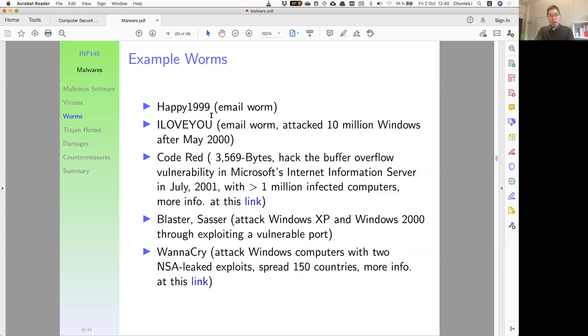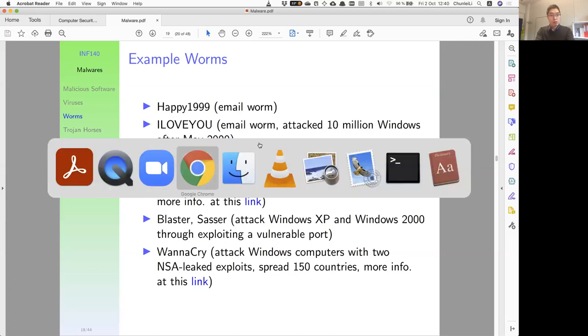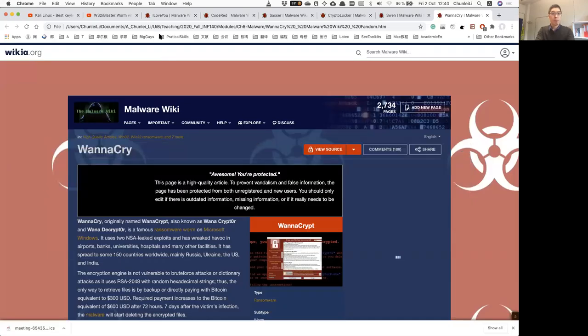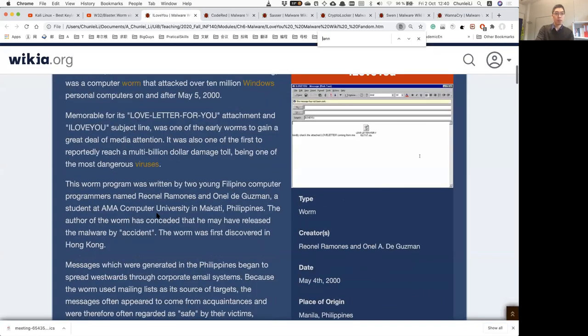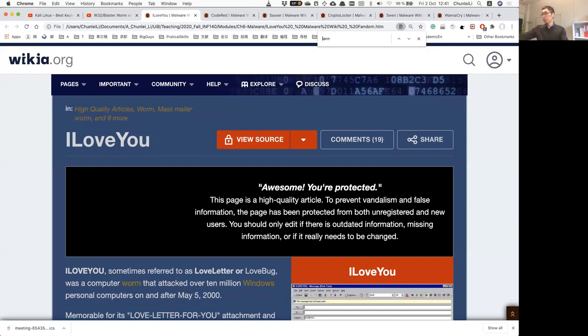this Happy 1999. That's what we have already shown. It opens up a window and sets the firewalls for the victim user. And the second one is this I Love You. I have some resources about this file, and I also printed something about the introduction of I Love You.